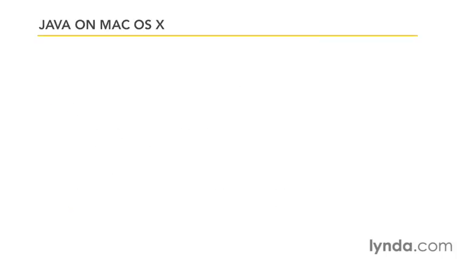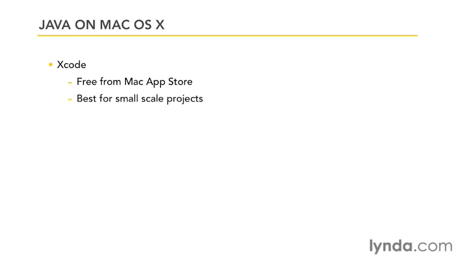Here are some of the options that are available exclusively on Mac OS X. The first one might be a bit surprising. It's Xcode. We know Xcode as the primary development environment for building Mac and iOS applications. Xcode is completely free and available from the Mac App Store, and it does have rudimentary Java support. It's best for small-scale projects, though. It doesn't have a lot of the capabilities that development environments that are designed for Java have.